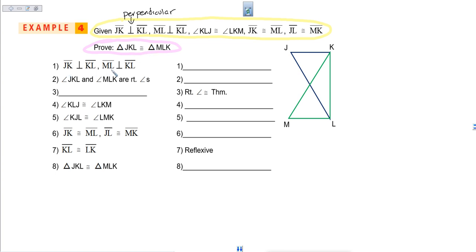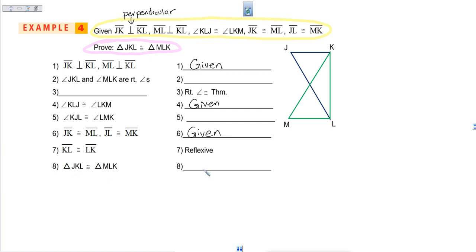And that's in our first one. And it has segment ML is perpendicular to KL. So we've got that as well. We need to write down given next to it. Then we want to find angle KLJ is congruent to angle LKM. That is number 4. And then we want to find segment JK is congruent to segment ML. That's down here on number 6, and it also has segment JL being congruent to segment MK, which we have as well. So we write down given next to it.